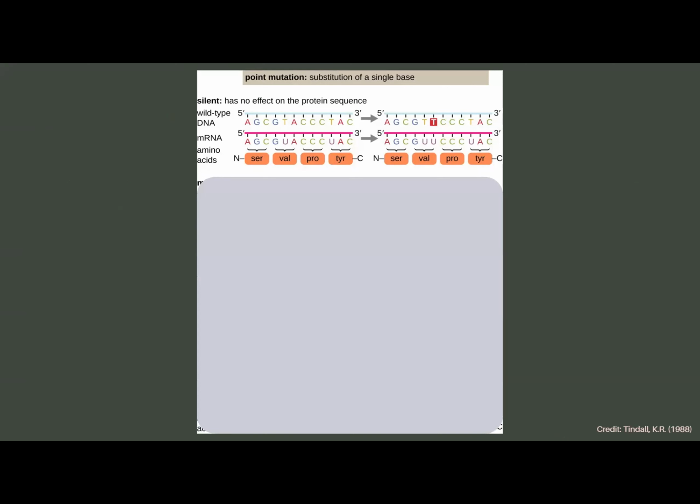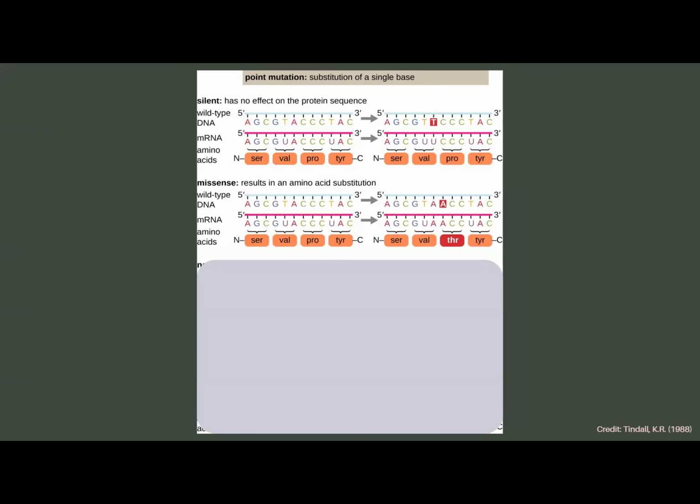So silent mutations are point mutations where just one nucleotide is changed. It's in that little red highlighted box. Even though it's changed, this codon still reads for a valine. So that's a silent mutation because it has no impact on the rest of the protein sequence and the amino acids aren't impacted. However, a missense happens when, again, just one nucleotide is changed and an entire amino acid is changed. So this was initially proline and now it's threonine.